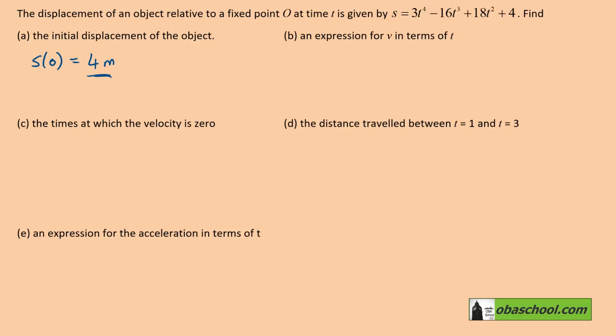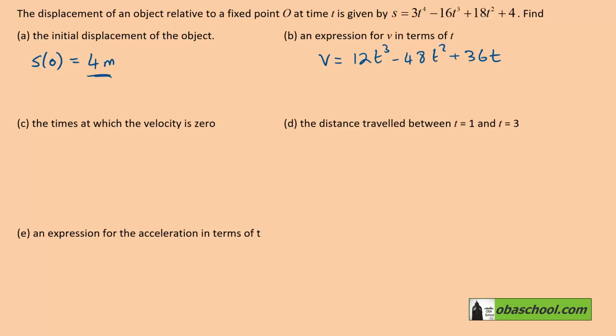Find an expression for v in terms of t. So we know that v is ds/dt, so we need to differentiate. That's going to give me 12t^3 - 48t^2 + 36t.